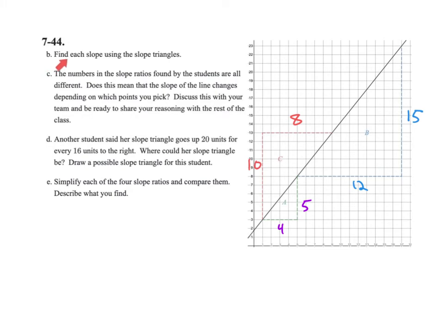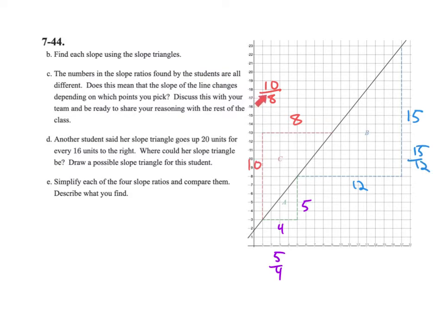So in part B it says find the slope using the slope triangles. So we've done all that. And now let's just write those slope ratios. So remember, it's rise over run. So for the red one, for triangle C, it'd be 10 over 8. For the purple one, it would be 5 over 4. And for the blue one, I would have 15 over 12.